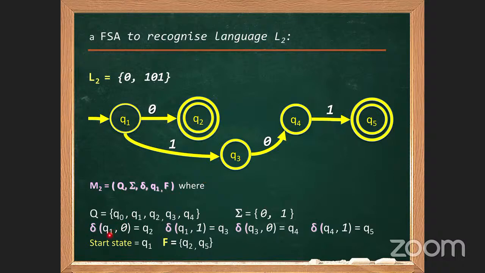So you find delta of state Q1 while taking 0, it has to go to Q2. So delta of Q1, 0 is Q2. Delta of Q1 on 1 goes to Q3. So you find those 4 transitions expressed here. The start state is Q1 and the final states are Q2 and Q5, which I mentioned here. So I'm able to express the FSA that recognizes this language.